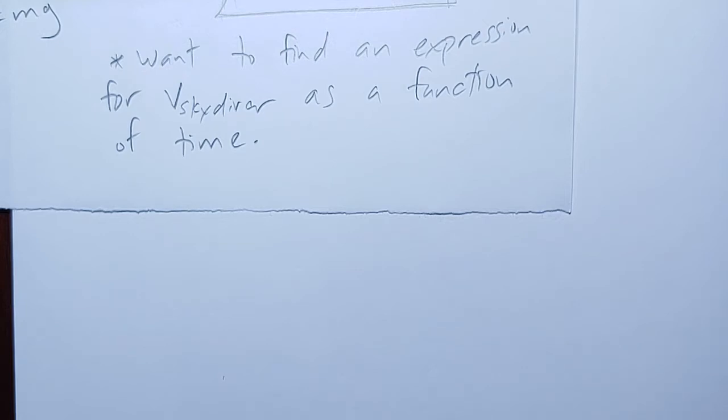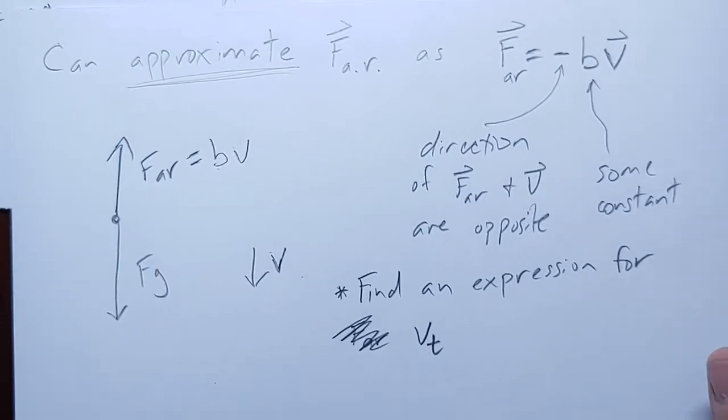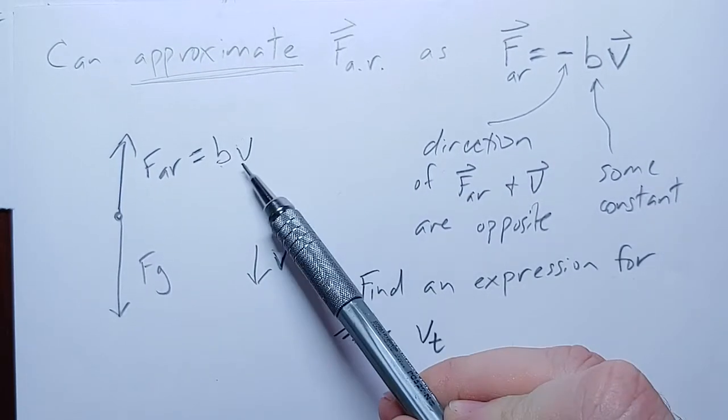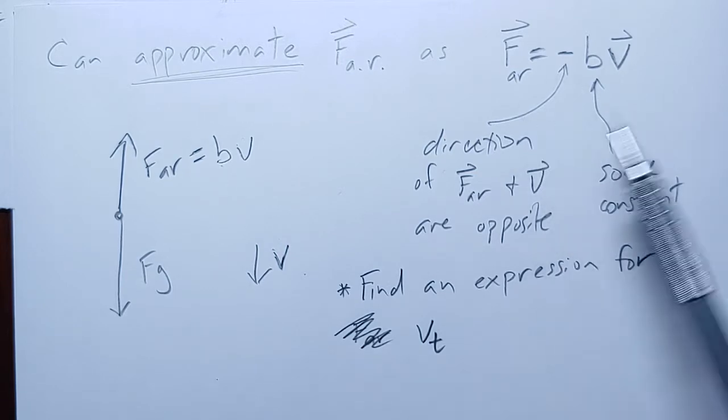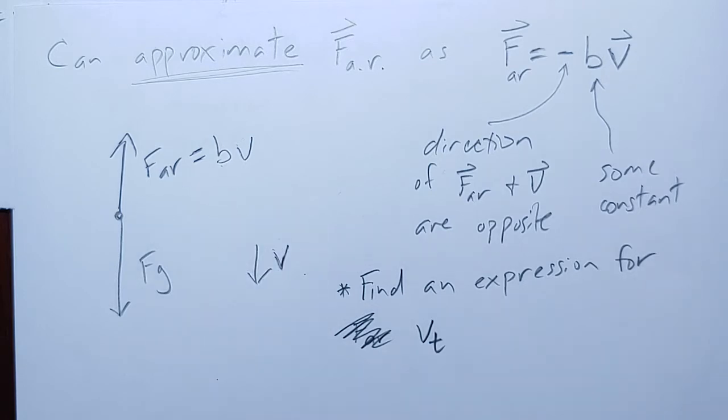All right, so remember, our goal is to find an expression for the speed of the skydiver as a function of time. Right now, the best we've got is an expression for the speed of the skydiver as a function of the force of air resistance, which is not quite where we want to be. So let's see if we can, starting with this nugget of an equation, figure out a way to get that in terms of time.